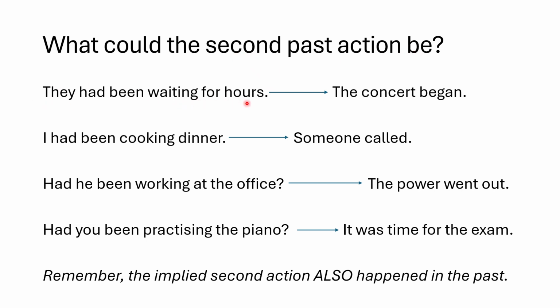They had been waiting for hours. What might happen next? The concert began. I had been cooking dinner. What might happen next? Someone called. Had he been working at the office? What might happen next? The power went out. Had you been practicing the piano? What might happen next? It was time for the exam. Remember, the implied action also happened in the past.